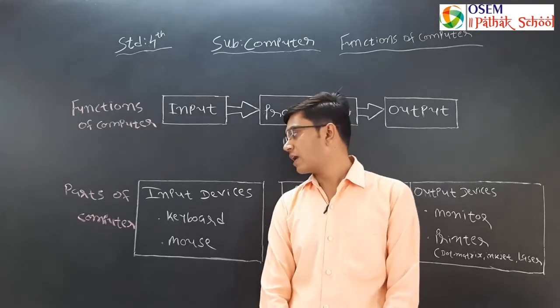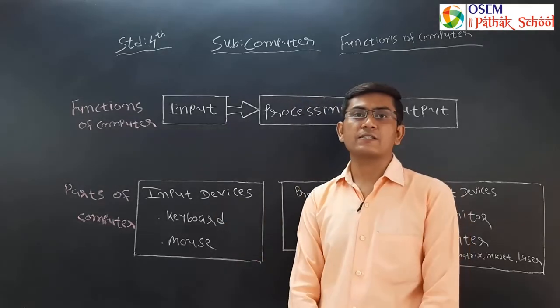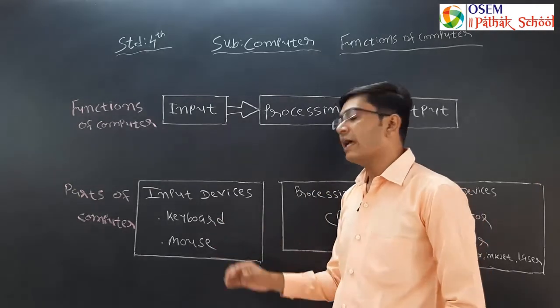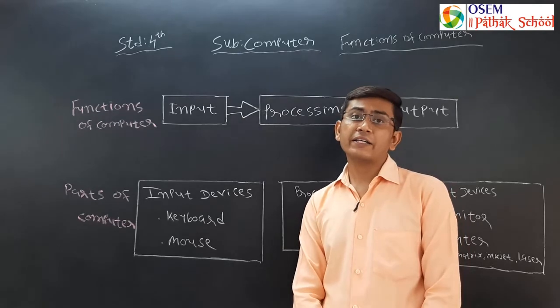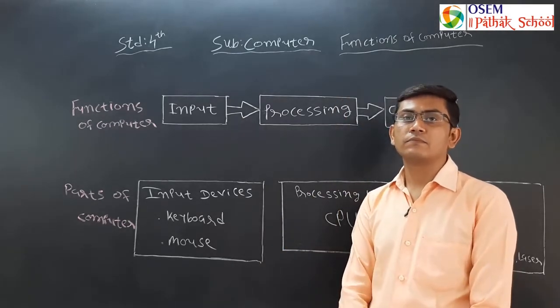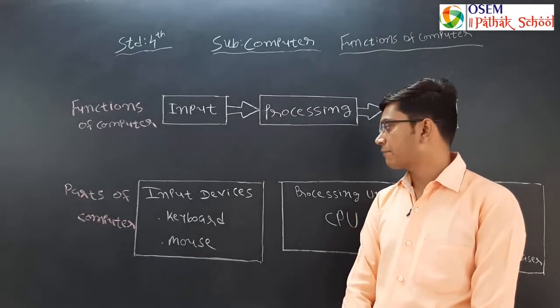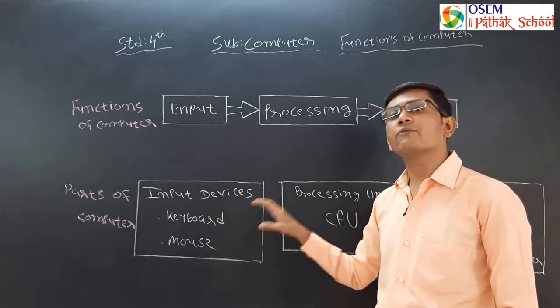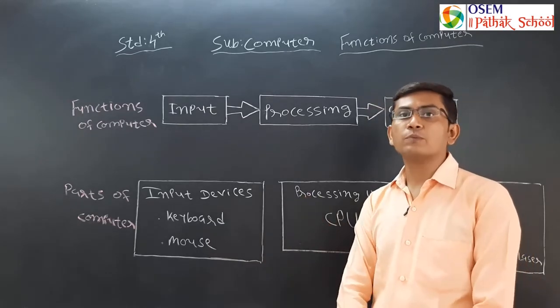So these are all input devices. Both these input devices, keyboard and mouse, are connected to the CPU with the help of a cable. Means we can say keyboard and mouse, both devices are connected with a cable to the CPU.